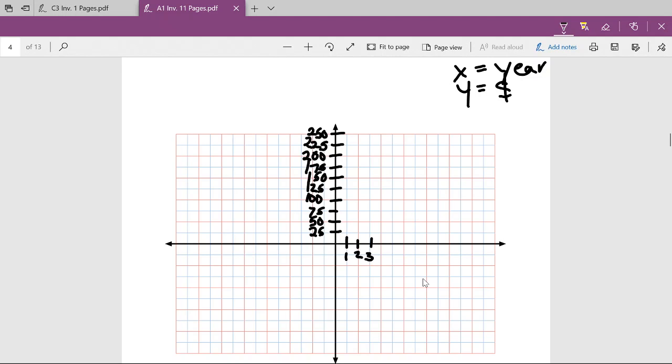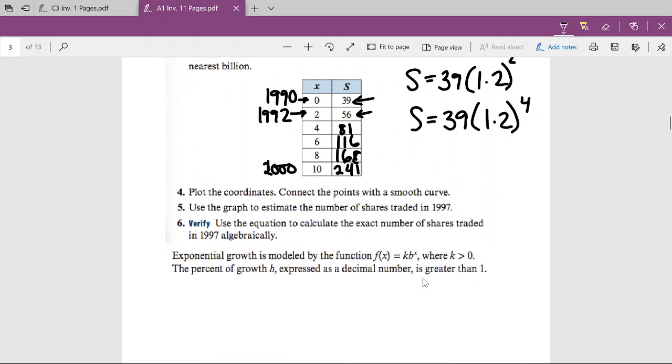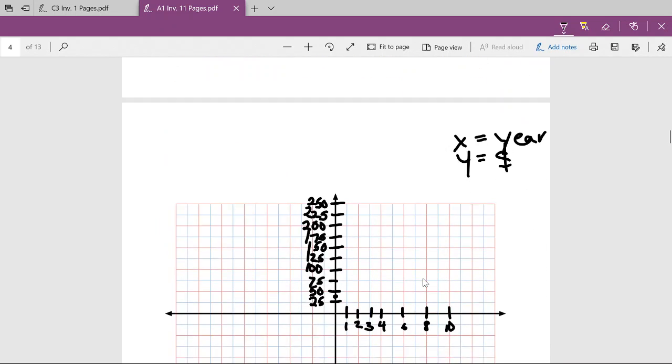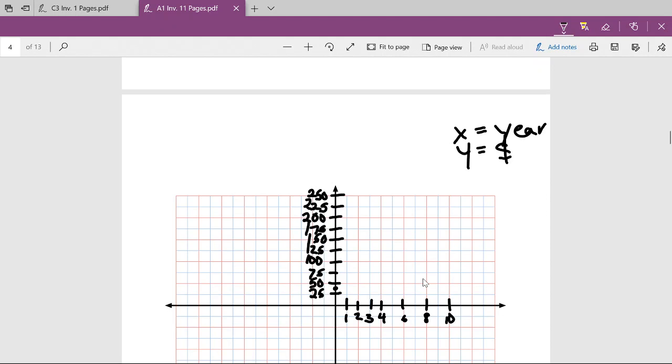And we would say at 0 years, we are at 39. So I'm just going to do a little bit of estimating here on my graph. At 2 years, I am at 56. 2 years, we're at 56, so right about here. 4 years, we are at 81. So about, let's say right there.